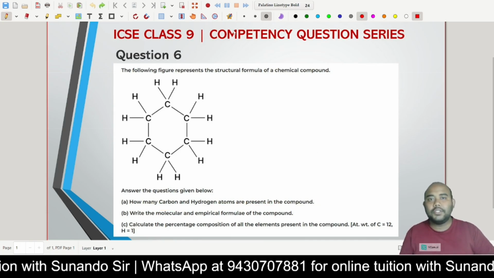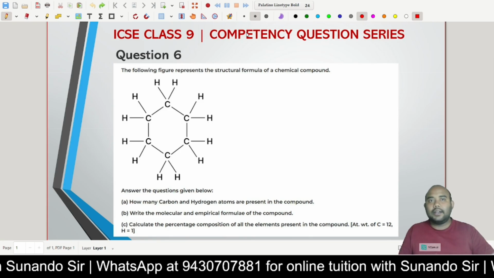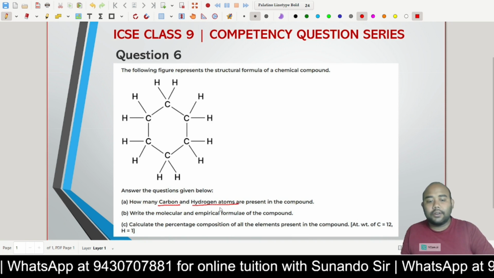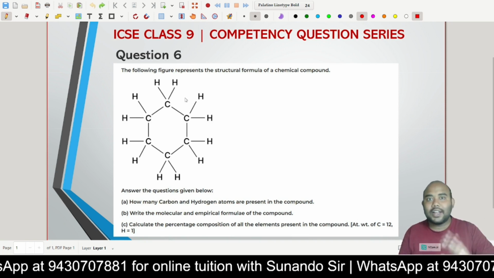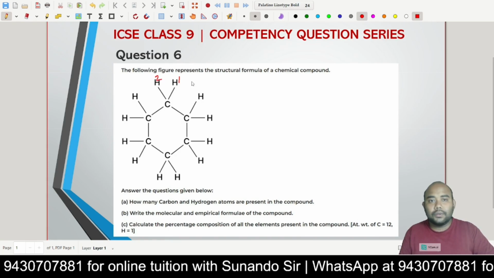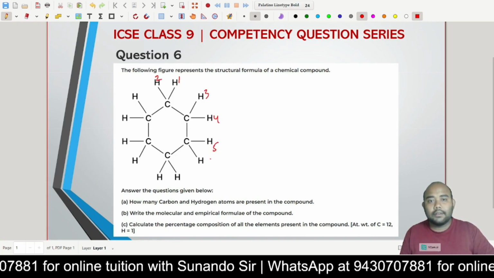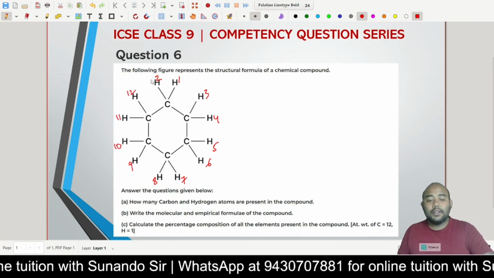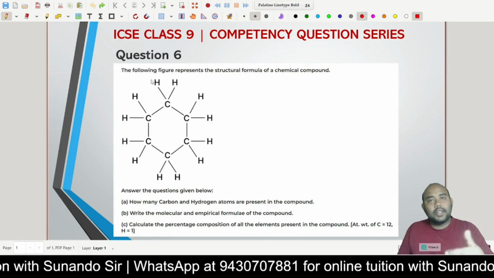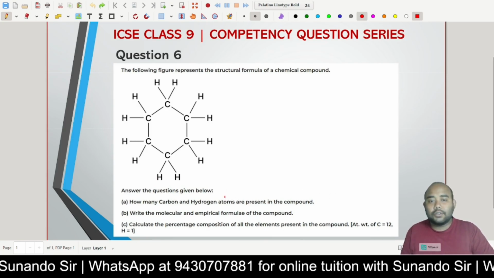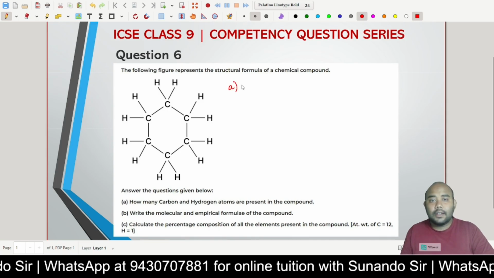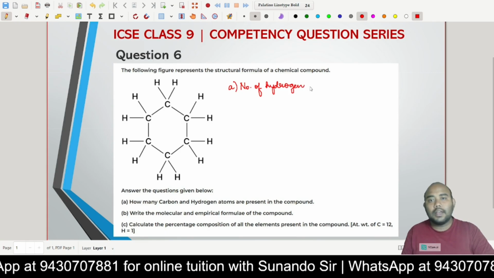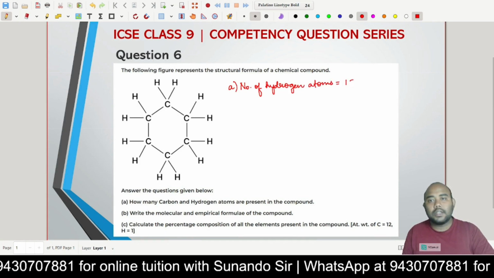It is very simple. We just need to count the number of hydrogen atoms and the number of carbon atoms. So let us count the number of hydrogen atoms first. This is 1, 2, 3, 4, 5, 6, 7, 8, 9, 10, 11, 12. You can easily count that there are 12 hydrogen atoms. So you can write in the first answer, number of hydrogen atoms is equal to 12.